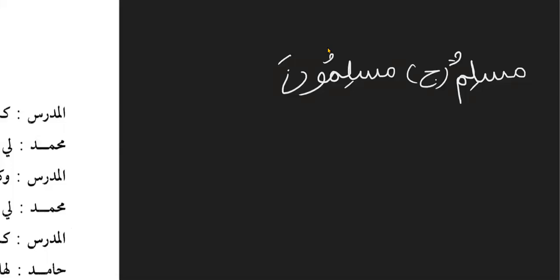Yes, it's a plural for intellect, but there's a specific name for these plurals. Jam mudakkar salim. So the plurals that end with just a waw and a noon, we call them jam mudakkar salim. We call them sound masculine plurals.